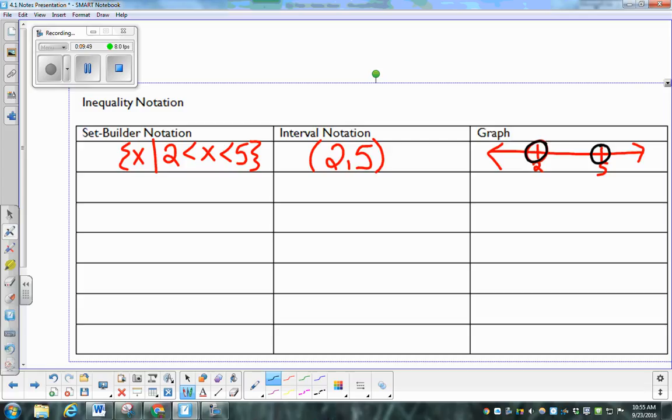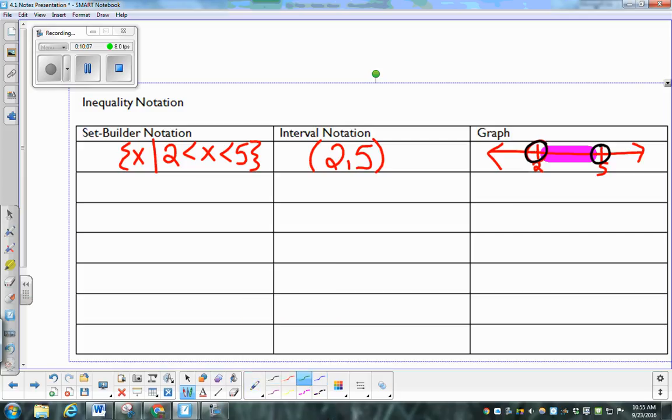X is bigger than 2, but less than 5. So we need to shade everything that's greater than 2 but less than 5, so right in the middle there. That's what our graph would look like. All right, let's try another one.